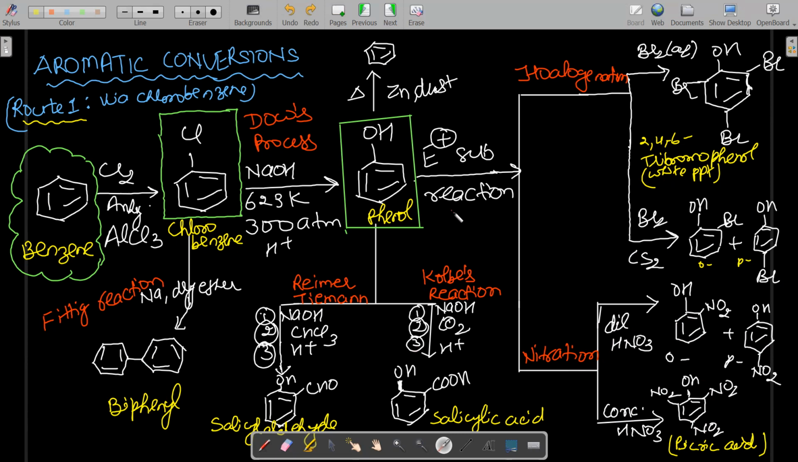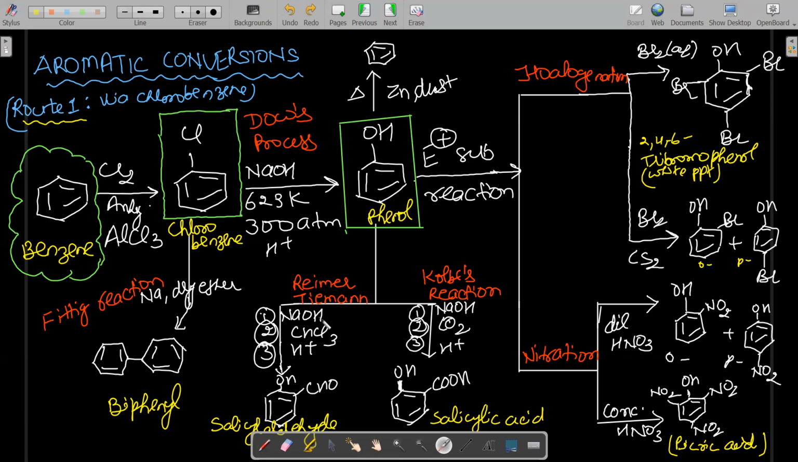The next electrophilic substitution reaction is the name reaction, that is Reimer-Tiemann reaction, which is very, very important for the board exam in the form of conversion, and also as a name reaction. So now what is Reimer-Tiemann reaction? When we hear this name, Reimer-Tiemann reaction, it should immediately strike your mind that this is a reaction of phenol. So phenol has two special reactions, that is Reimer-Tiemann reaction and Kolbe's reaction. In Reimer-Tiemann reaction, what is this?